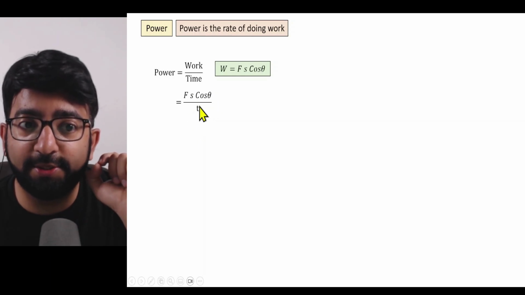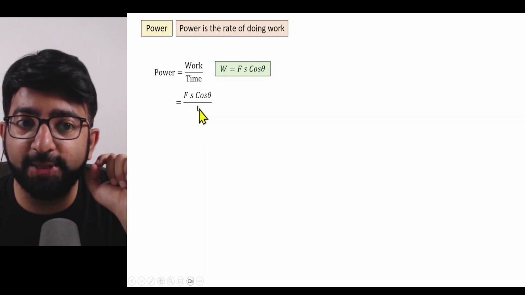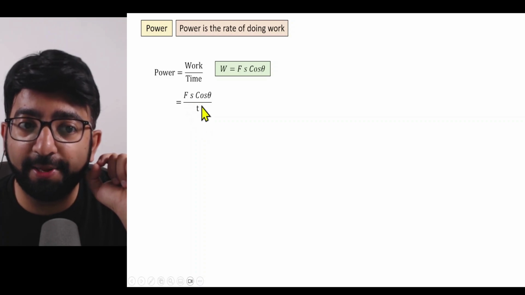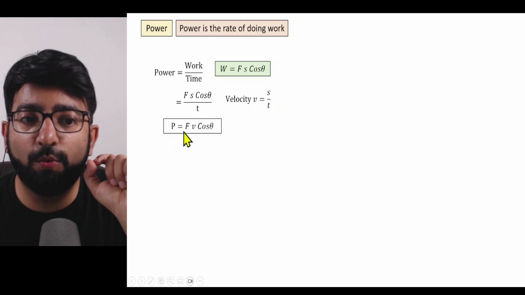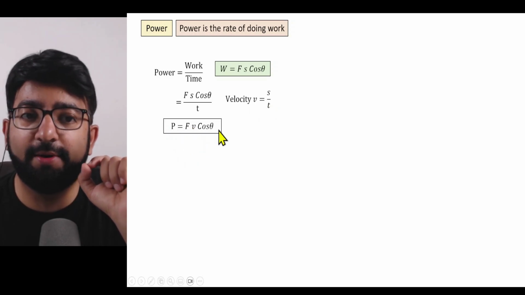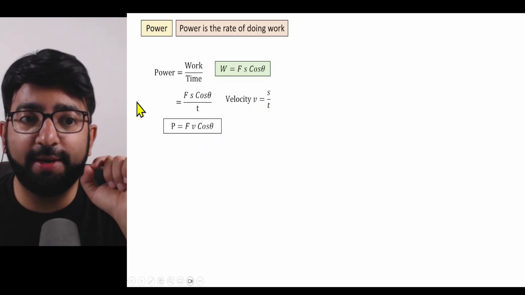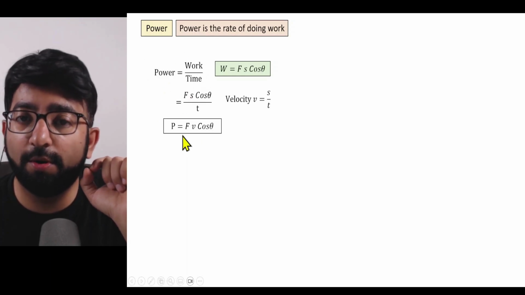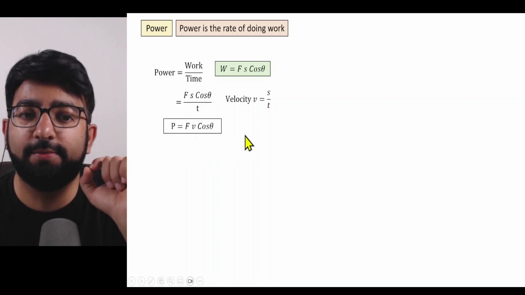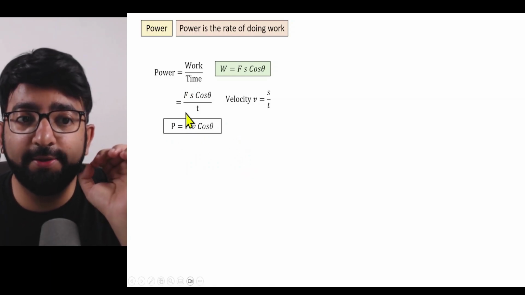Now if you look at this expression, S stands for displacement and T is the time. And displacement upon time is nothing but velocity. So the expression of power will become Fv cos theta. So in exam situations, either we can use the basic formula for power, which is work done per unit time, or we can write Fv cos theta. So this is one approach of finding the power.